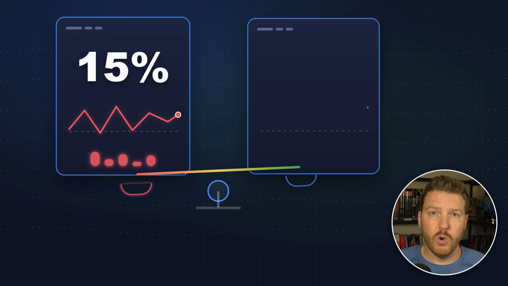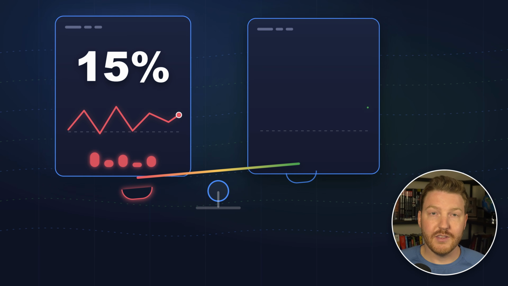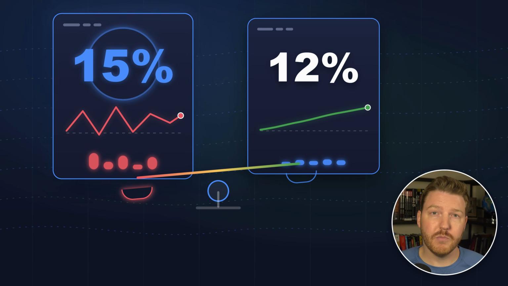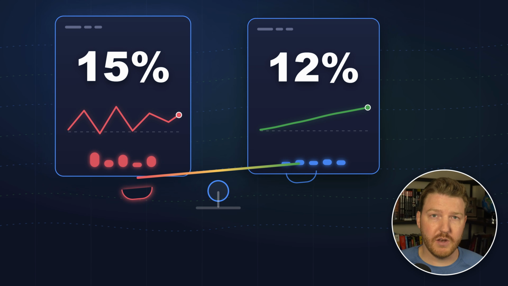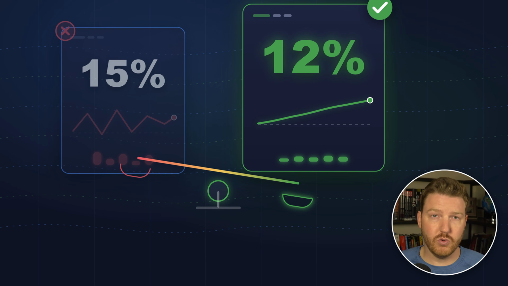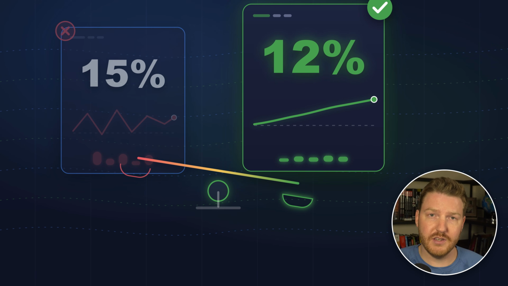Two funds. One returned 15% last year, the other returned 12%. At first glance, most people would probably pick the 15% fund. But what if I told you the 12% fund may have been the better risk adjusted investment? It sounds wrong, but once you understand the Sharpe ratio, you start looking at returns differently.